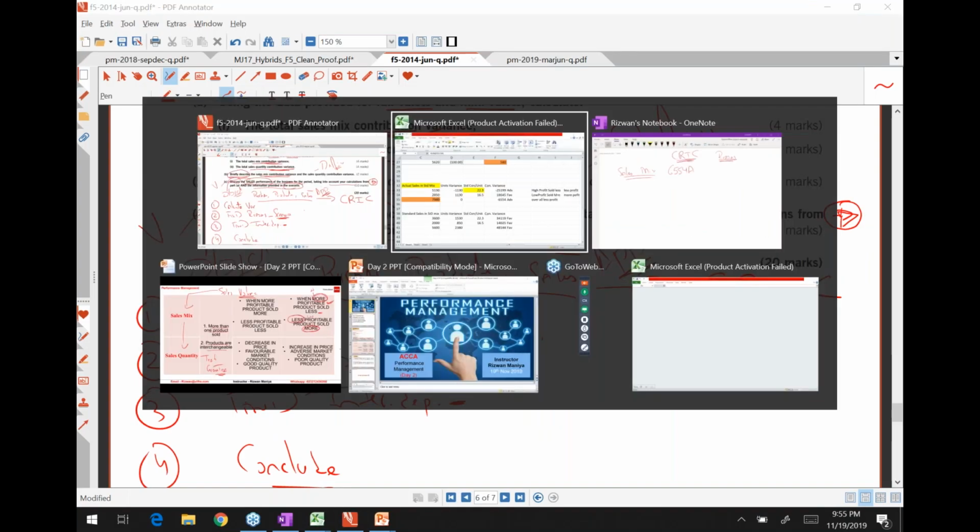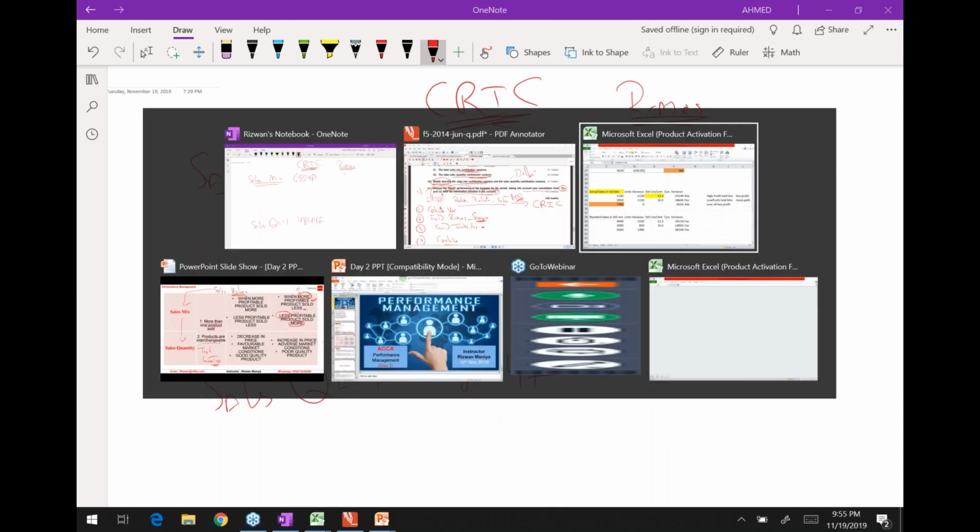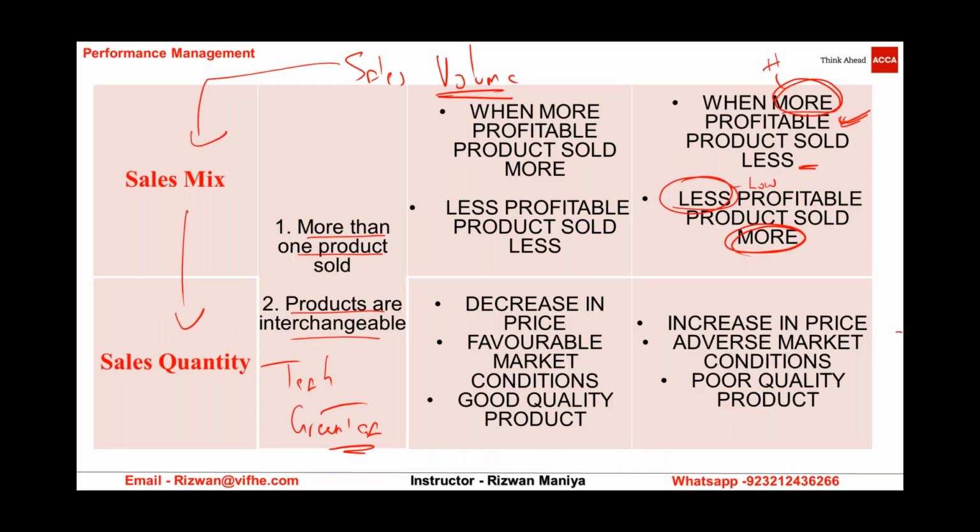Then second comes sales quantity. 48144 favorable. Let's see what the favorable reasons are. And yes, one thing for sure, the vice versa of adverse is favorable. So you can easily figure that out.